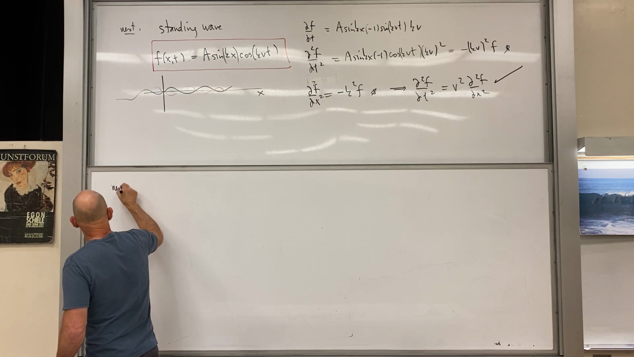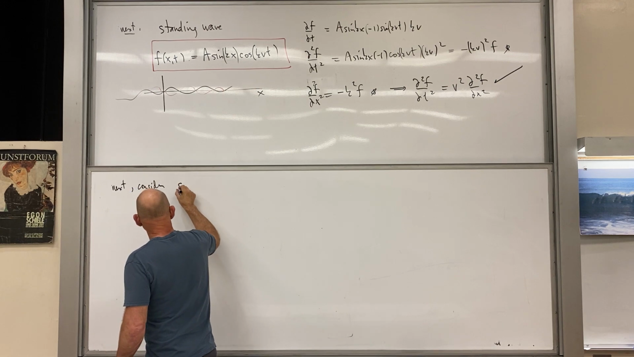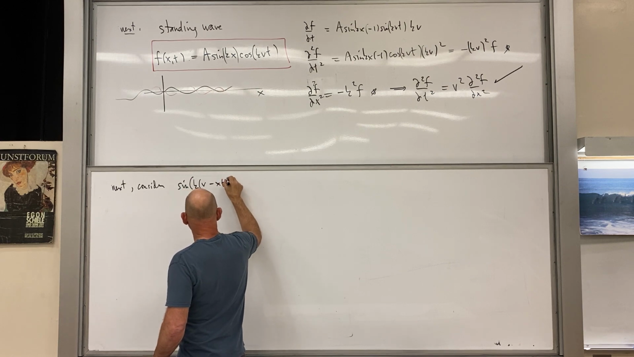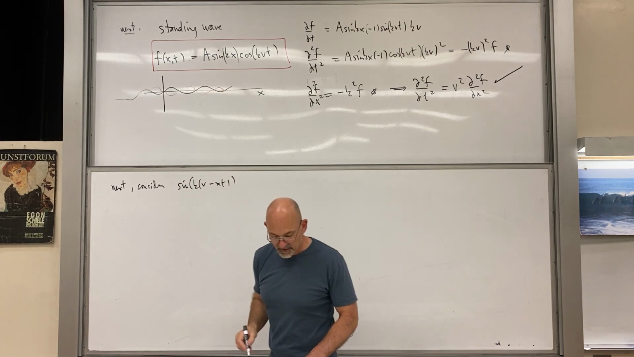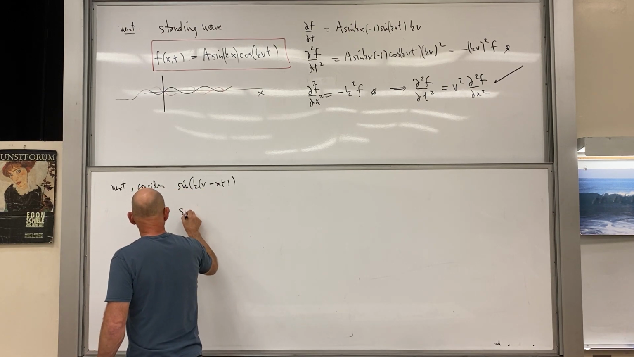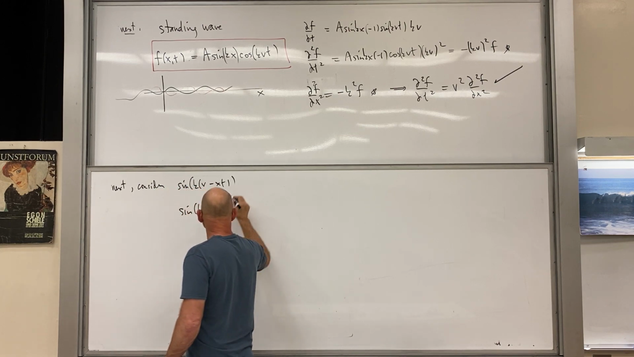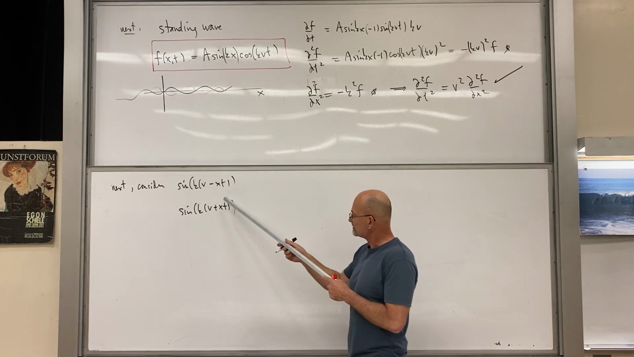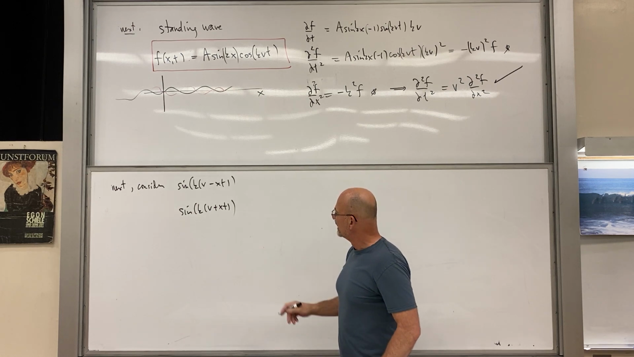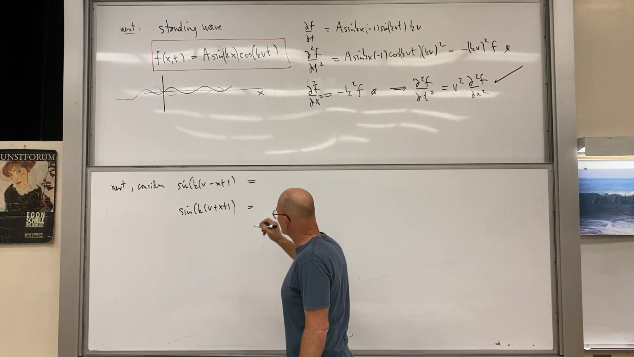So next, consider the sine of kv minus xt. Okay. That's with the dimensionless, and sine kv plus xt. Right, we know that these are a sinusoidal wave moving to the right and moving to the left, but we can use the addition theorems of the trig functions.